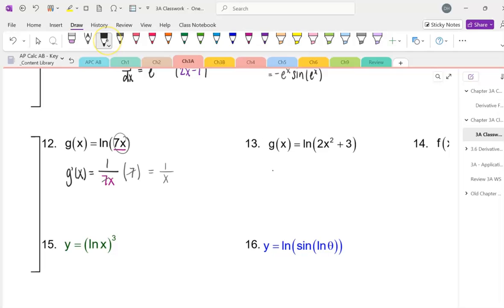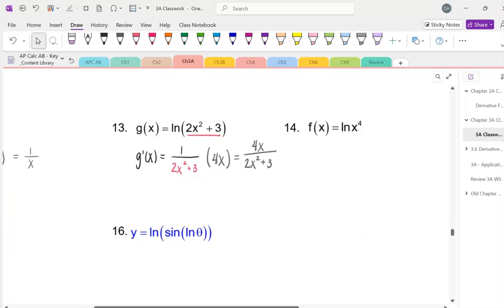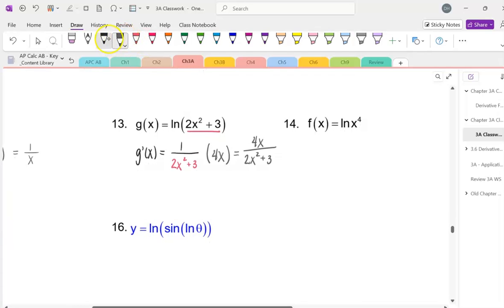Number 13, we've got the derivative of g. So you're going to start with 1 over, and then you're going to start with a rewrite. It's a rewrite of this, 2x squared plus 3. Then you're going to multiply by the derivative of what's inside natural log, which is 4x. The only thing that you could possibly do is combine it into a singular fraction, and that is it.